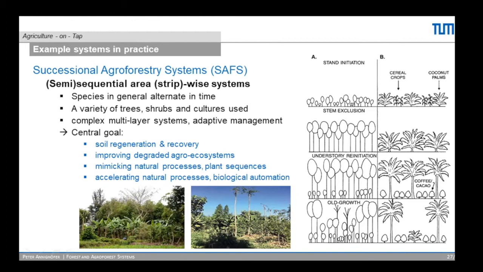A very simple example of such a successional system is what you see on the right side. So what you see under A is more or less a successional development that a forest might run through: stand initiation, exclusion phase, then with first mortality, second layer of stands, and then the old growth situation in which one layer of the stand might be replaced by a more structurally rich next generation. And in these agroforestry systems, the idea is quite similar.